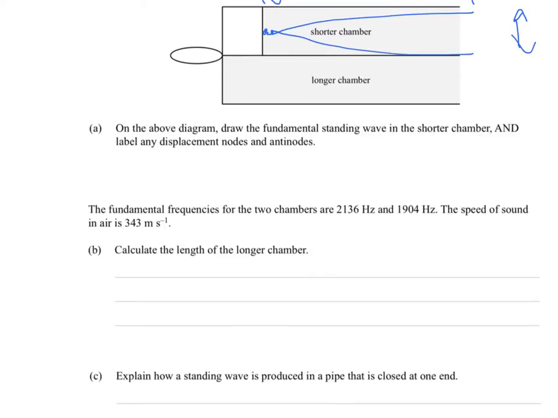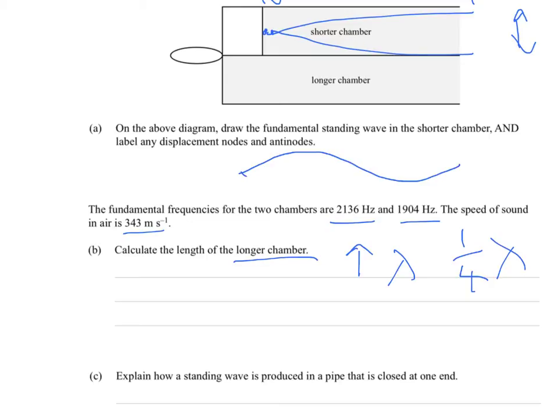Next one, the fundamental frequencies for the two chambers are 2136 Hz and 1904 Hz. The speed of sound in air is 343 meters per second. Calculate the length of the longer chamber. The longer chamber will have the higher wavelength for the fundamental wave, because remember we have 1/4 of the wavelength in each of these, because the full wave would go down and then back if we were to get the full length of the wave, and we've only got that much. So it's 1/4 of the wavelength in here.